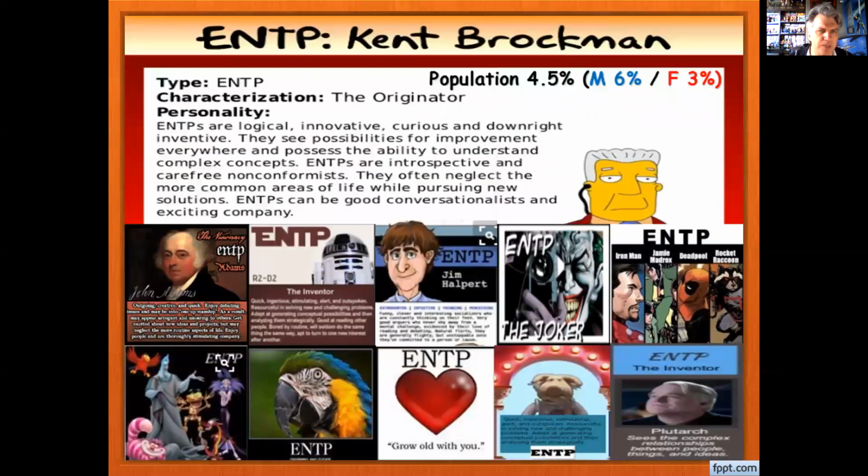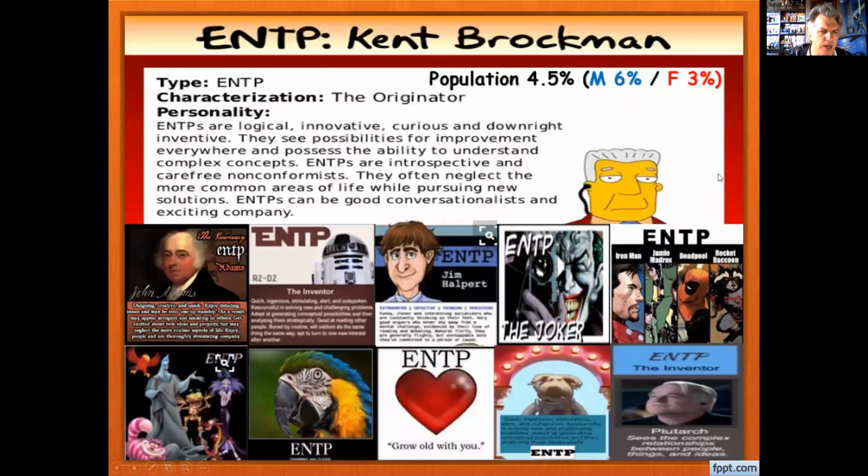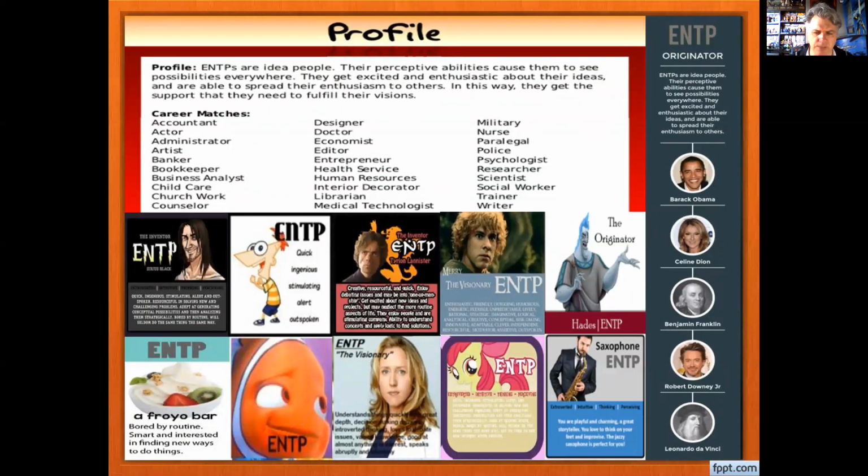And then we go to the next group, ENTP, which is the originator: logical, innovative, curious, very much looking for improvement everywhere, trying to understand complex things as well. How Jim Halpert and R2D2 are suddenly together on that. Ideal people, perceived abilities, cause them to see possibilities everywhere. Here they've got Barack Obama listed as an ENTP, but another one has him listed as something else, but also Downey Jr. and Da Vinci.